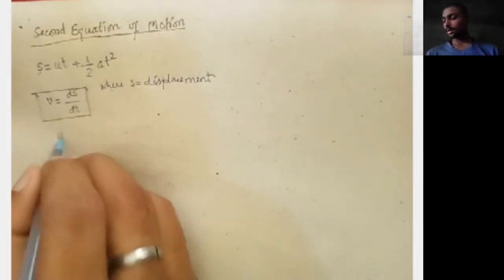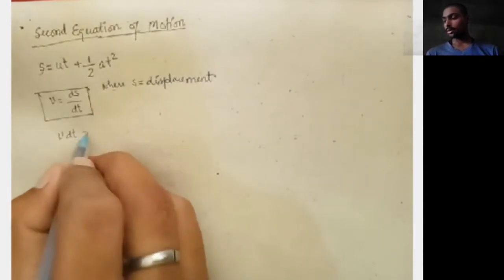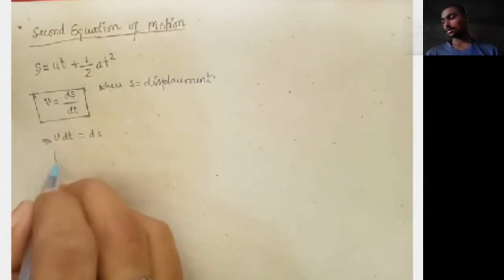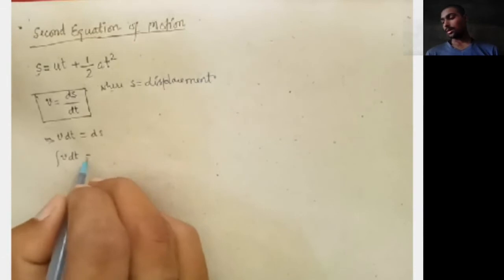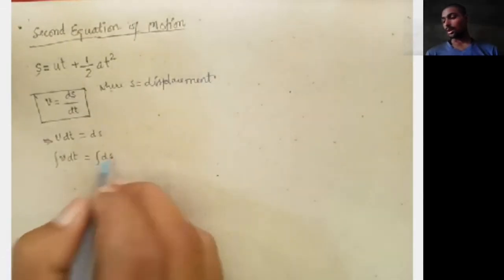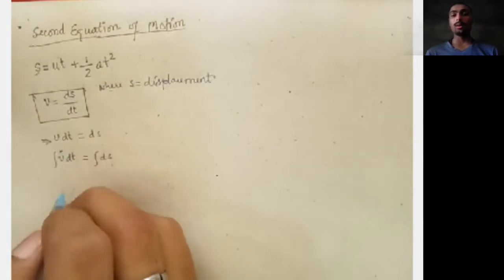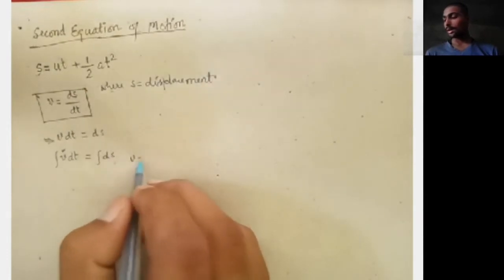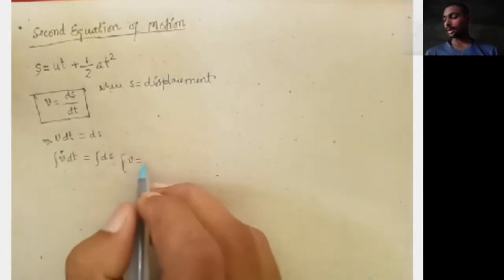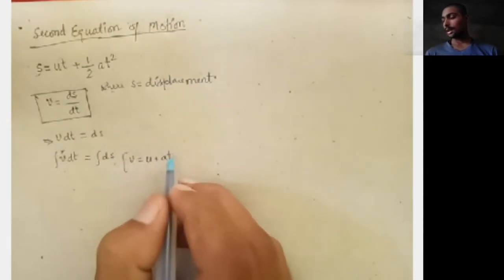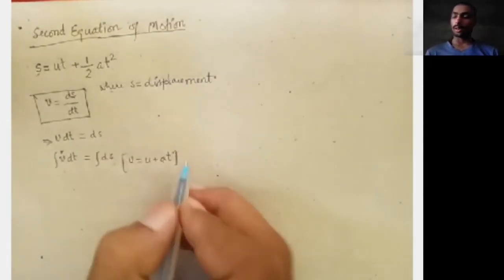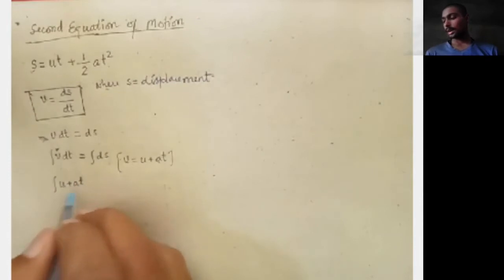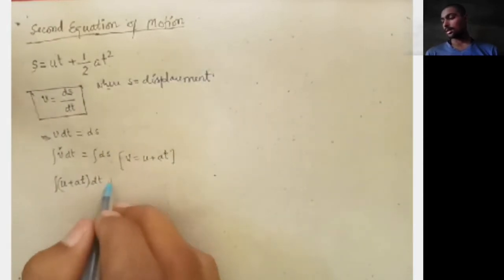So now again let's understand this. Cross multiply, we will get v dt equal to ds. Integrating both sides, since here v is not constant, this is a function of time, so we will write here whatever the definition of v was. In the first equation we found that v equal to u plus at. Since v is a function of t, that's why we have to write this function. Now again we have u plus at times dt equal to ds.